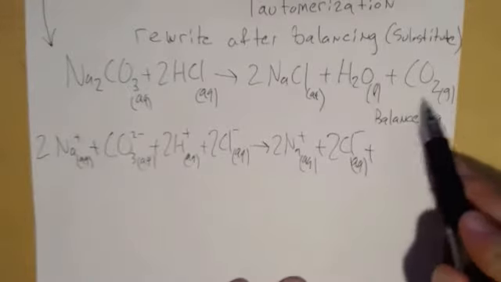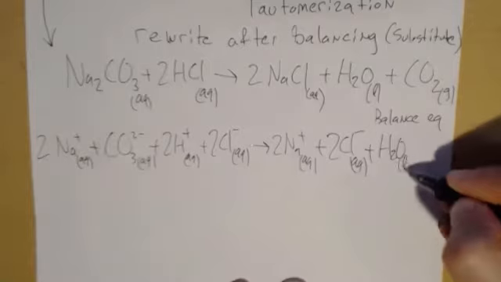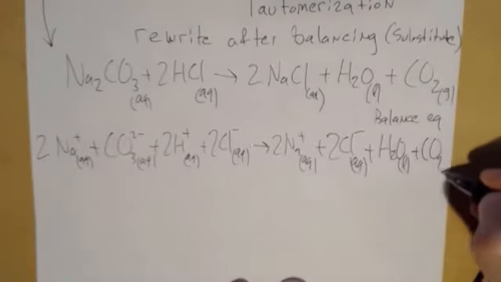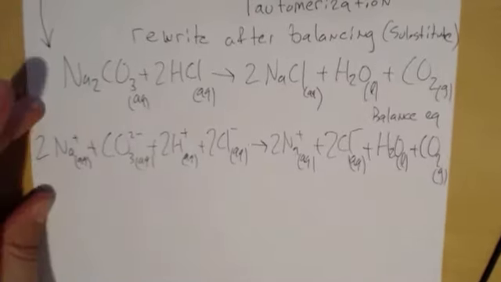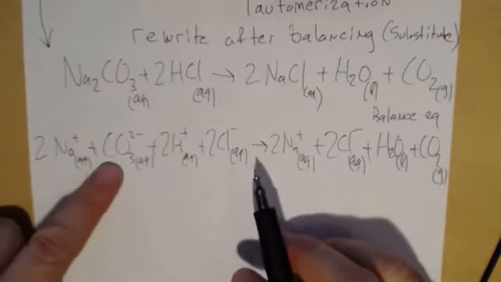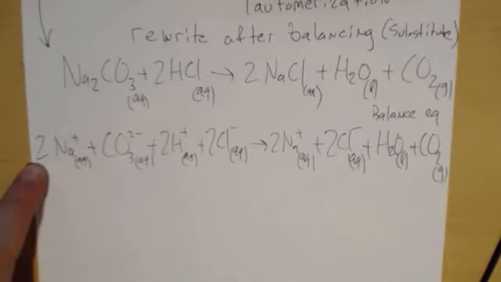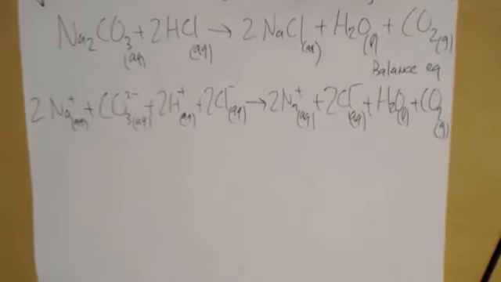I'm going to leave those as is. H2O liquid, CO2 gas. Whew, so I'm writing it bigger. You guys are welcome to write it smaller, but I recommend when you do the total ionic that you move all the way to the left and give yourself enough room. Okay, cancel out the spectator ions. What are the spectator ions here? Anybody? What goes away? This is 2 Na.